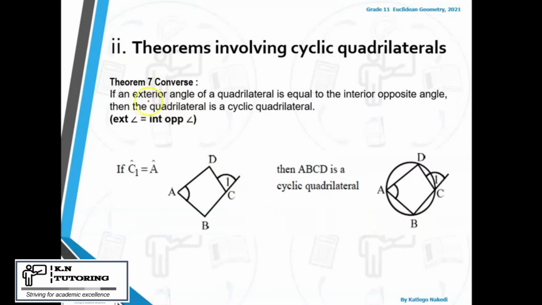Okay, this is the converse, the reverse. If an exterior angle of a quadrilateral is equal to the interior opposite angle, then the quadrilateral is a cyclic quadrilateral. Straightforward. If this is equal to this, then it means there's an imaginary circle passing through to make this a cyclic quadrilateral. Simple stuff.